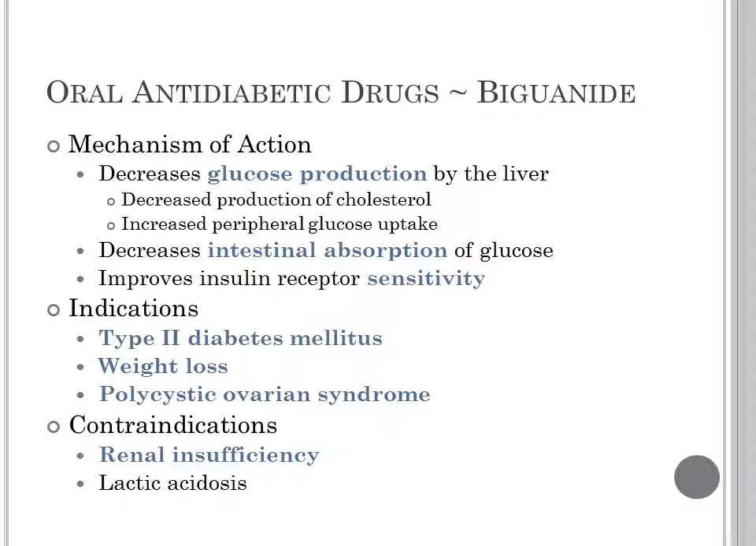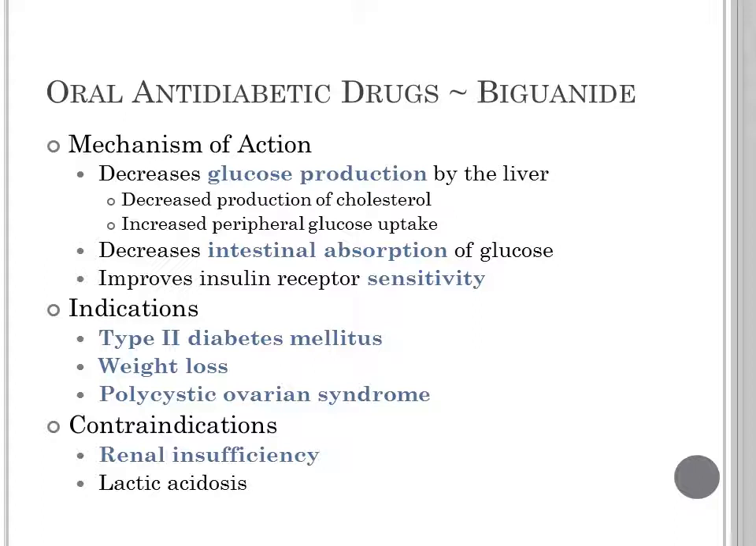As far as indications go, type 2 diabetes, but not type 1. This is not indicated for type 1 because you need to have a functioning pancreas in order for this drug to do its magic. Also, sometimes people take this to lose weight because it's decreasing the absorption of glucose, and then it just works to induce weight loss. And the other common indication you'll see this used for is polycystic ovarian syndrome. It's not unusual to see patients taking it for that as well.